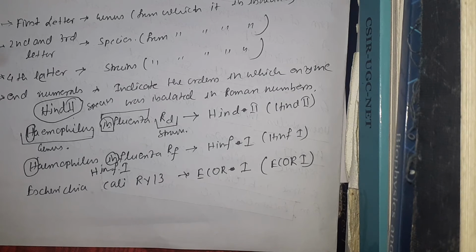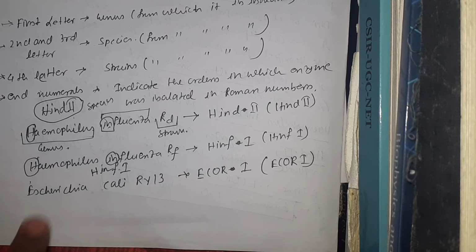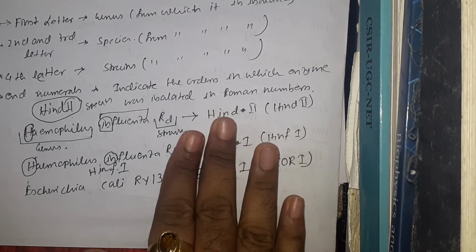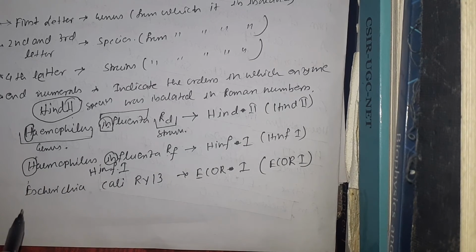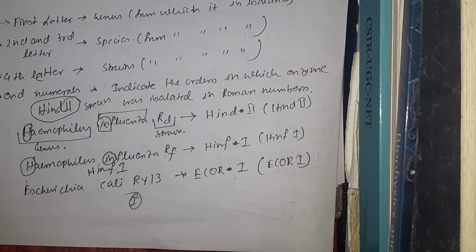Okay. Now let's move. Now let's try to do it on your own. So we are going to assign a name for a restriction endonuclease that was isolated from E. coli, RY13 was the strain, and it was the first enzyme that was isolated from that particular bacterium.